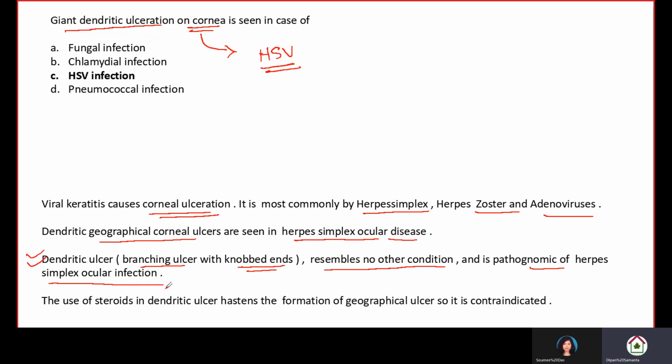So dendritic geographical corneal ulcer is seen in herpes simplex ocular disease, while dendritic ulcer is very much pathognomonic of herpes simplex. And the use of steroids in dendritic ulcer hastens the formation of geographical ulcer, so it is contraindicated. We do not use steroids in dendritic ulcer.